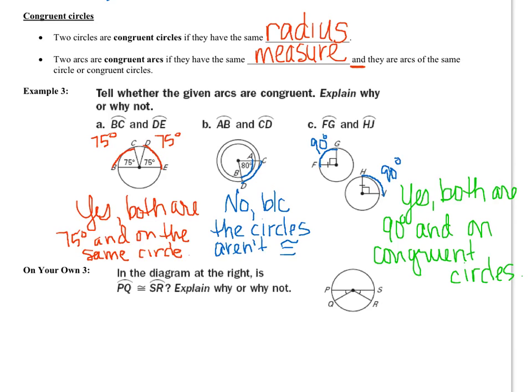Pause and try the last one. It says, on your own, in the diagram at the right is arc PQ congruent to arc SR. Arc PQ is right here. Arc SR is right here. Now we've got these little markings saying that those two are congruent. So we don't know what the angles are, but we know they're congruent, and they are on the same exact circle. So since they're congruent and on the same circle, we can say yes.